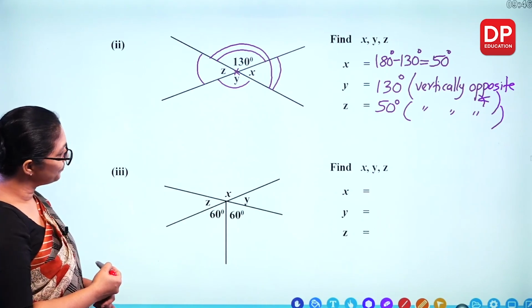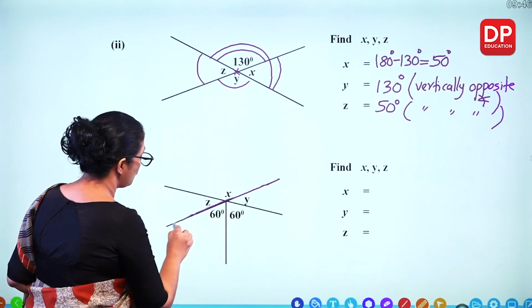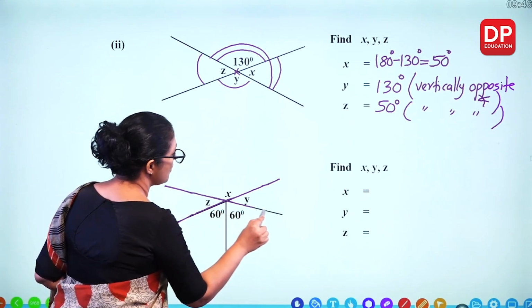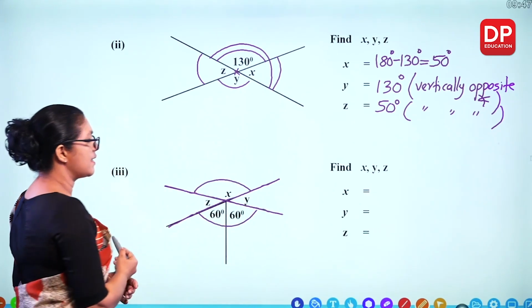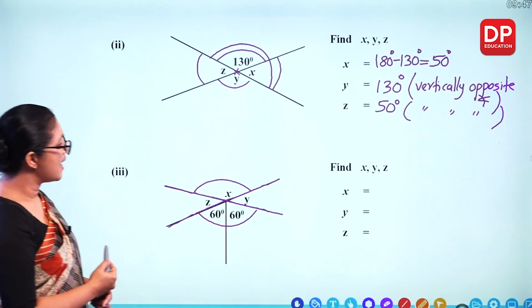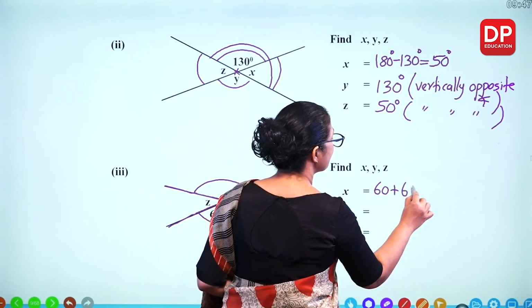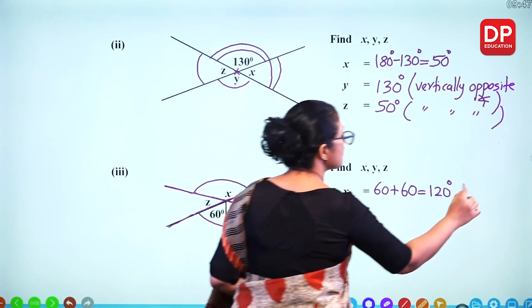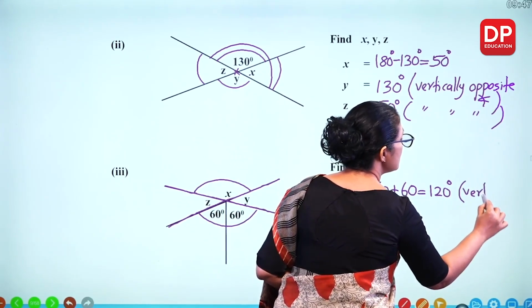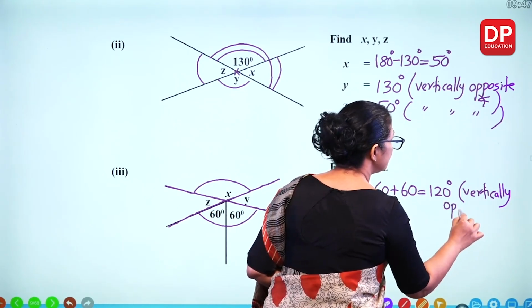This one, can you see? These two lines are straight lines. This angle is equal to this angle, vertically opposite angle. So what is x? 60 plus 60, 120 degrees. Vertically opposite angles.